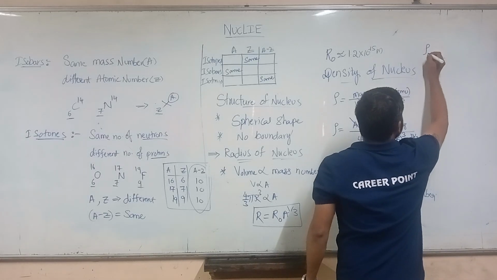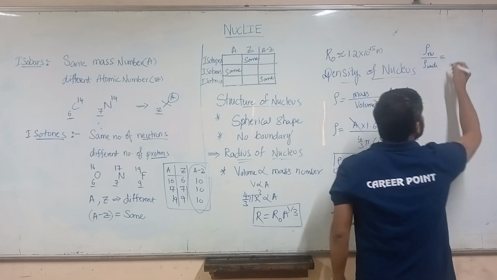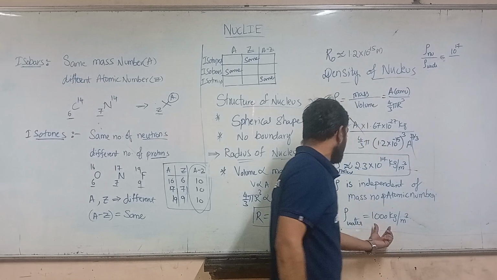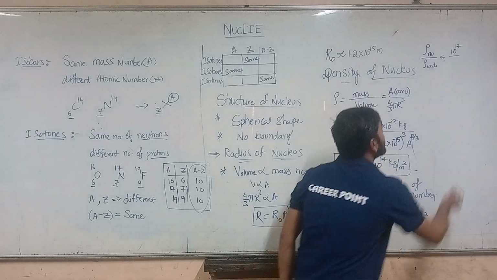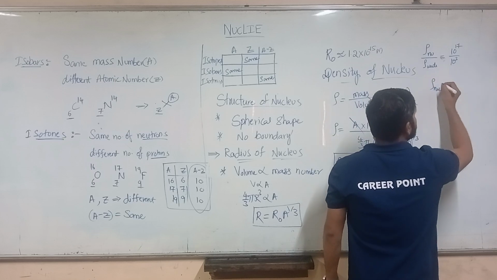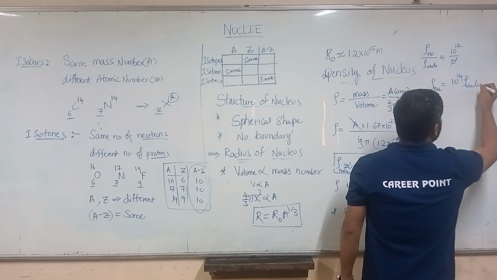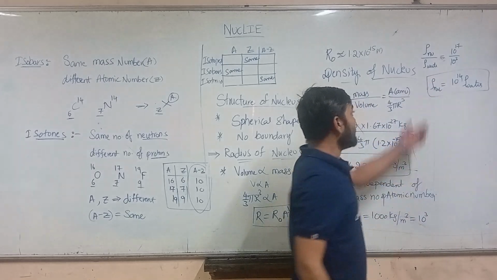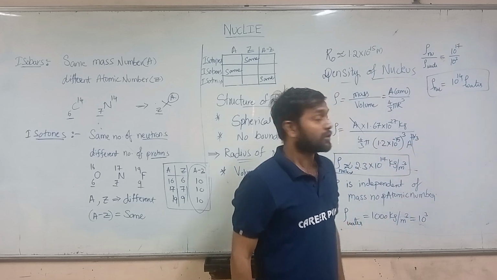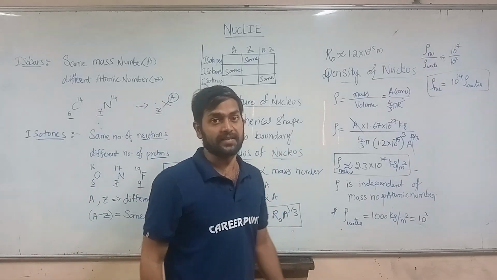Right. So density of nucleus by density of water. The density of the nucleus is about the order of 10 to the power 17, and the density of water is about the order of 10 power 3. So the density of the nucleus is 10 power 14 times the density of water. See, the density of the nucleus is 10 power 14 times the density of the water. So by this we can understand how thick the density of the nucleus is.